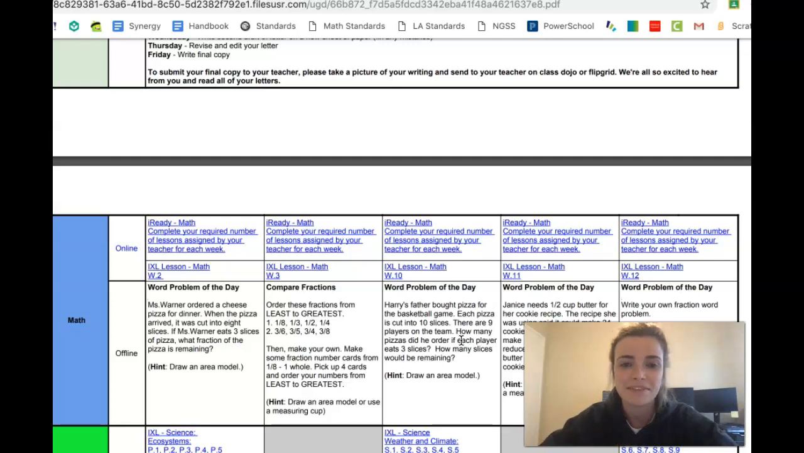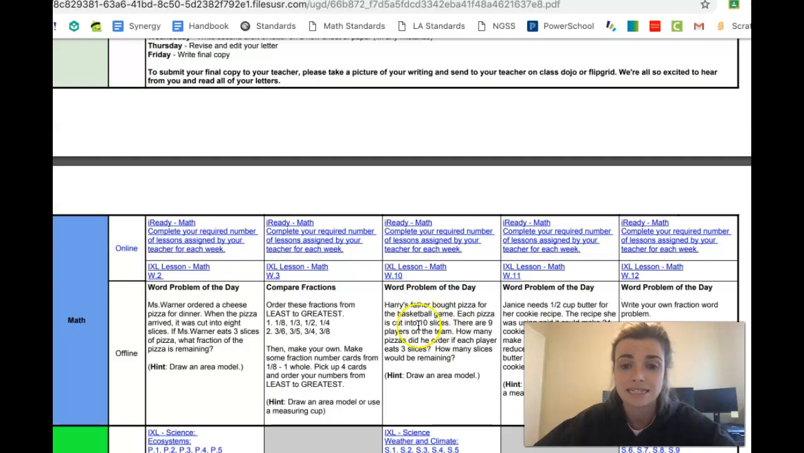So the word problem of the day today is: Harry's father bought pizza for the basketball game. Each pizza is cut into 10 slices. There are 9 players on the team. How many pizzas did he order if each player eats 3 slices? How many slices are remaining? Third grade, this is multi-step. You have a lot of stuff kind of going on here.